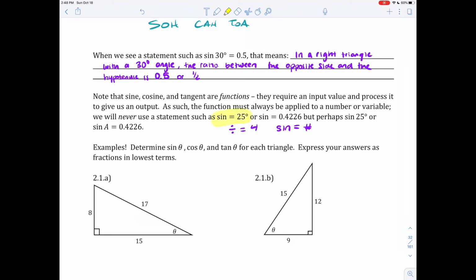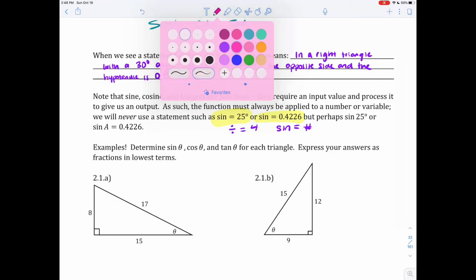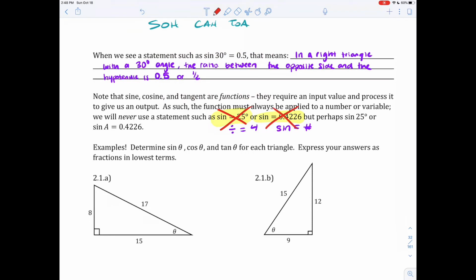So I will never write sine is equal to some sort of angle or sine is equal to some sort of number, because that would be bad, right? That would be the same thing as saying, like, well, my multiplication sign is -7. Well, that kind of looks like an X, so I guess that's a little hard to say. But I wouldn't say, like, minus is equal to -7, right? So when we're writing these things, we need to make sure our sine, cosine, or tangent have an input next to them.